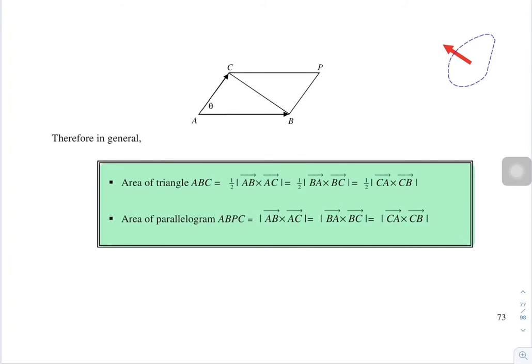So in general, the area of a triangle ABC is basically half modulus AB cross AC, or half modulus BA cross BC, or half modulus CA cross CB. So basically, if you want to find the area of a triangle, what you need to do is use the formula half modulus of, take any two vectors and then cross them. And the area of a parallelogram is basically double the area of the triangle, so you will eliminate the half. Alright, so again you just choose any two vectors that represent the two sides of the parallelogram.